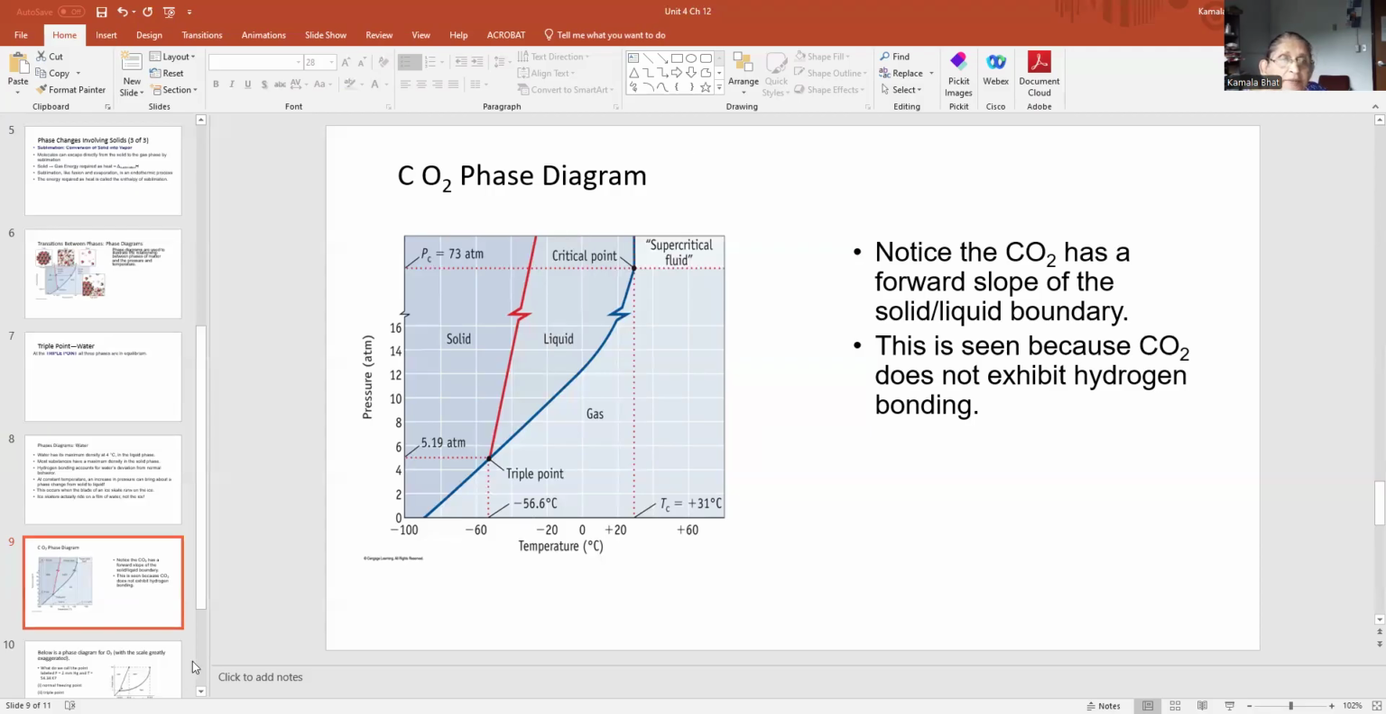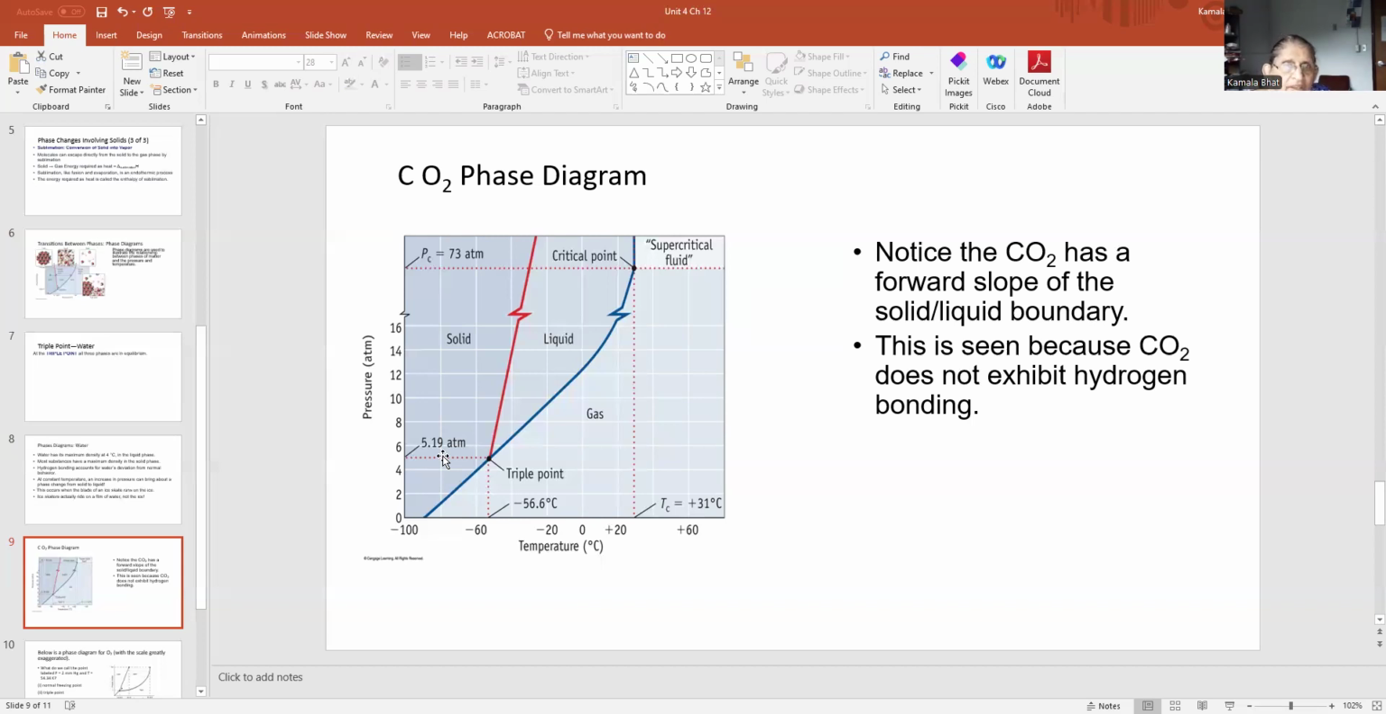Next, we see that the triple point for carbon dioxide falls at minus 56.6 degrees Celsius, and the pressure at that temperature is 5.19 atmospheres. Secondly, we see that around 31 degrees Celsius, which is almost room temperature or slightly above room temperature, carbon dioxide has the critical temperature, and the critical pressure at that temperature when carbon dioxide gas turns to a supercritical fluid is 73 atmospheres.